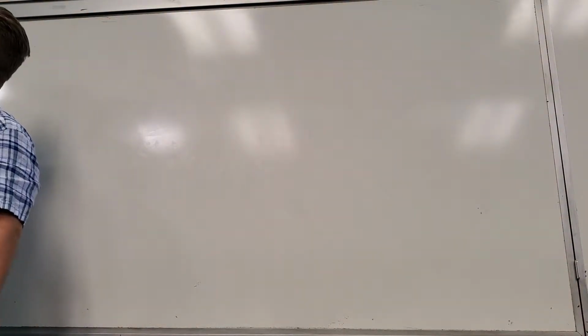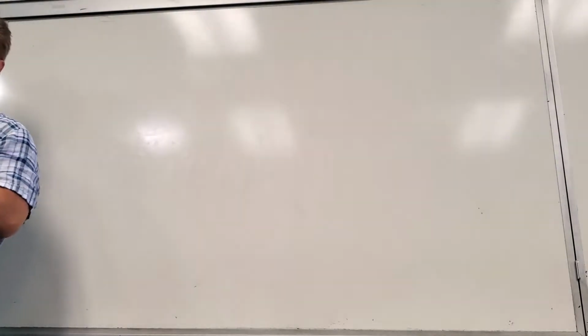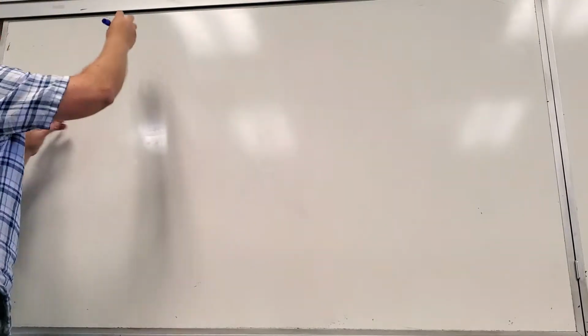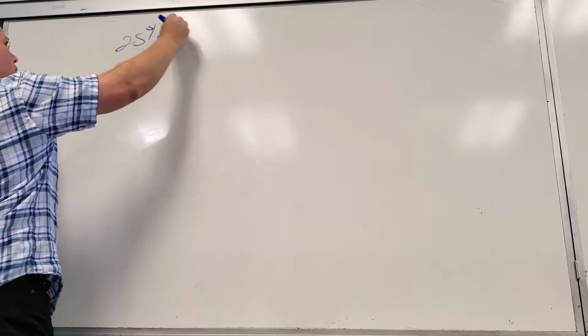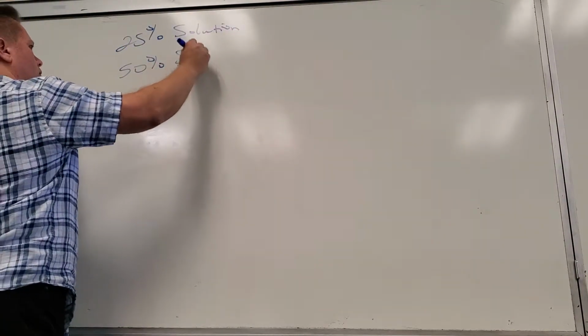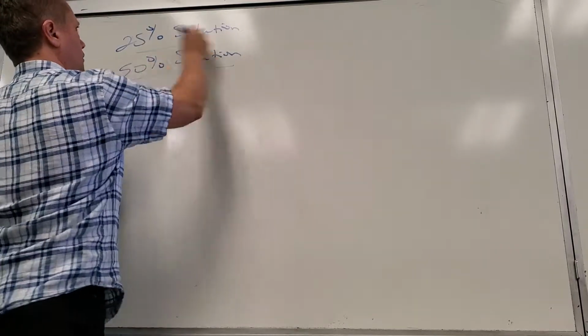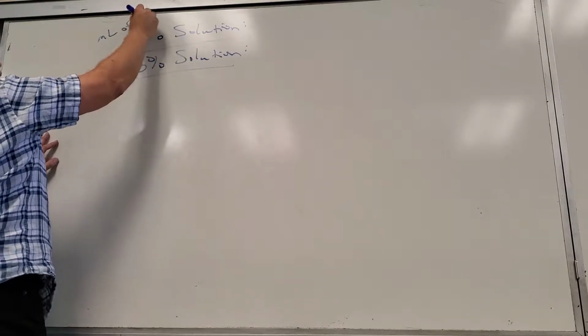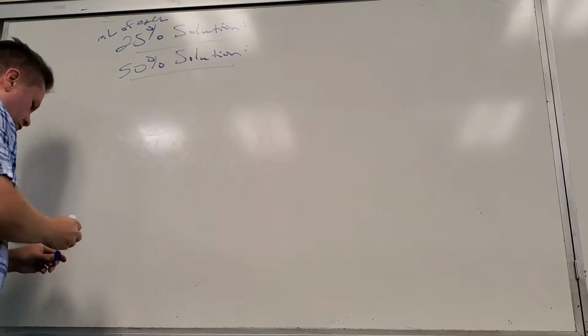So let's see. What is it that I don't know? Start there. If you don't know what the hell to do, start there. And how do you figure out what you don't know? Look at the question. How much of the 25 and the 50? So what do I want to call this? I got a 25% solution, and I got a 50% solution. This would be the number of milliliters of each. So what do you want to call those?